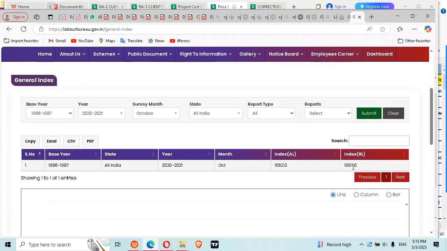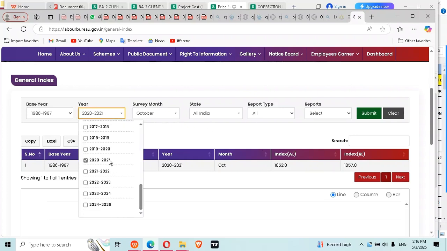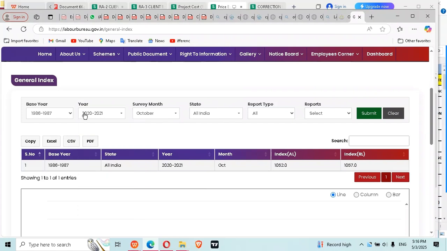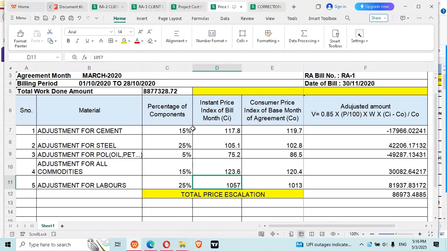And if you look at this price, this is our CI at the current month. This project was done in 2020-2021 and it started in 2019. We should not consider 2025. If your project is completed in 2025, you should select 2025 here. You can select it here, look, we have 2025. I am calculating for 2020 to 2021. And what is our CI? It is 1057 rupees. And if I come here, look at this. So our CI, CO, everything we have found through the website.